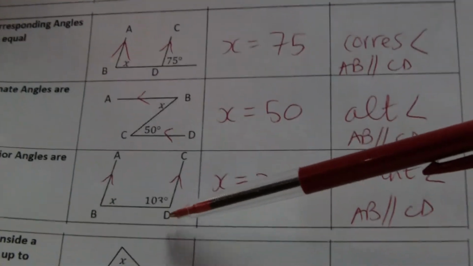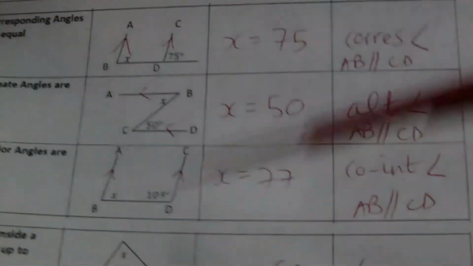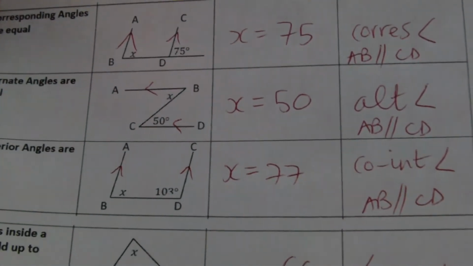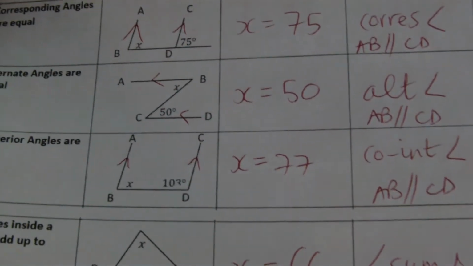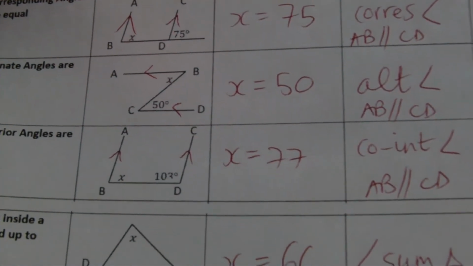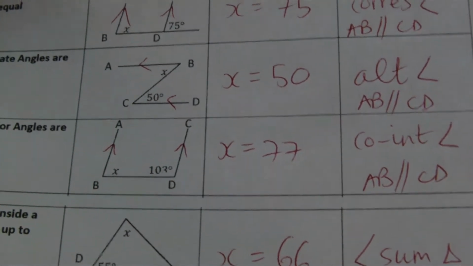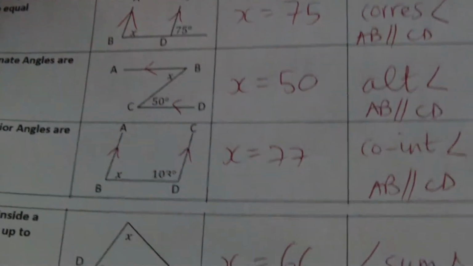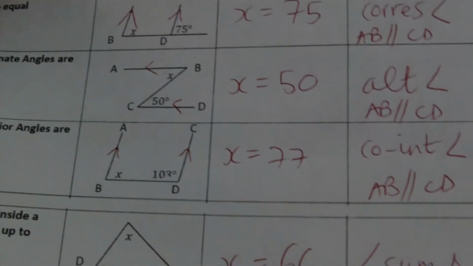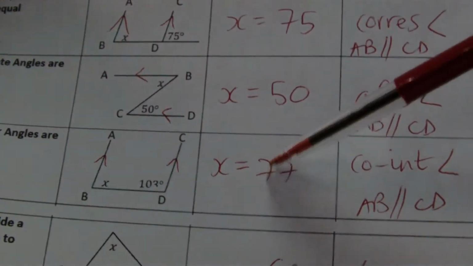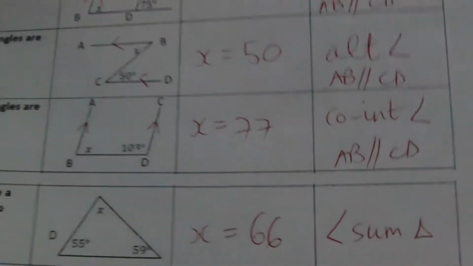Here, still some people telling me that those two angles are equal. Co-interior angles are supplementary. They add up to 180. They are not always equal. Sometimes they are if it's 90 and 90. Otherwise they're not. So here the x is 77 and it's co-interior and again the parallel sides.